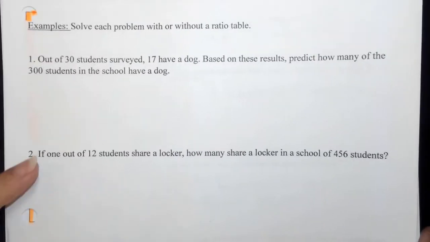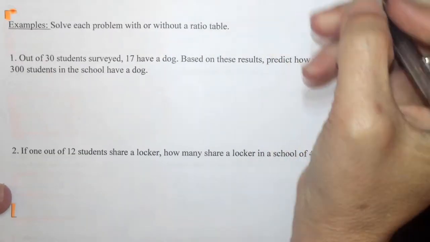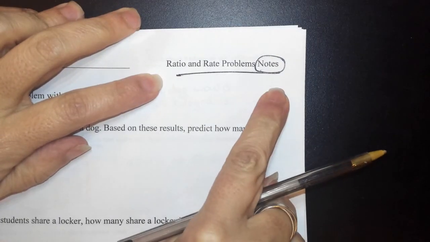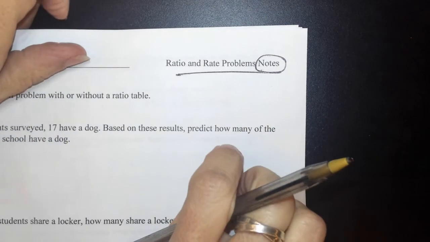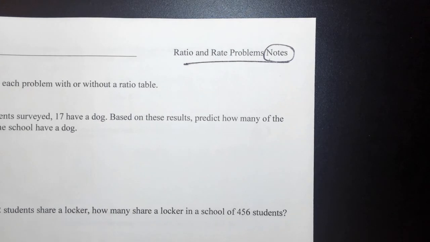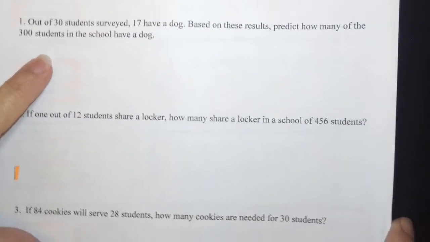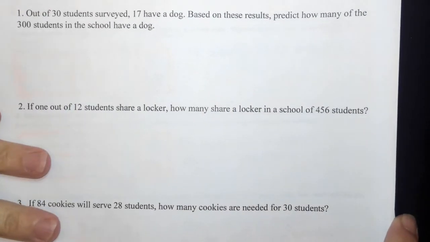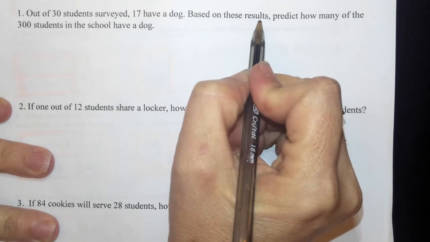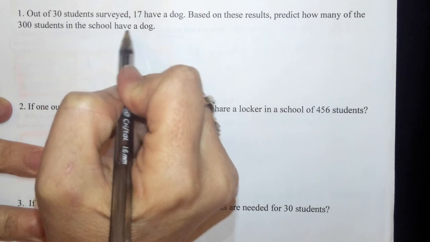Okay? So, all it is today, we are doing the same stuff. This is the note sheet. Make sure you got the right paper, meaning it's got notes. Up here in the corner, it says notes. Okay. Same stuff. You can either do a fraction, you can do a ratio table. It doesn't really matter. I kind of do this like modified ratio table, so I'll show you what I'm talking about. Okay. It says, out of 30 students surveyed, 17 have a dog. Based on these results, predict how many of the 300 students in the school have a dog.